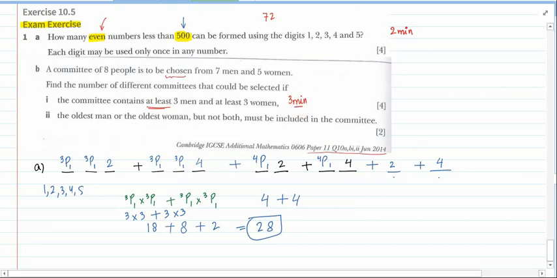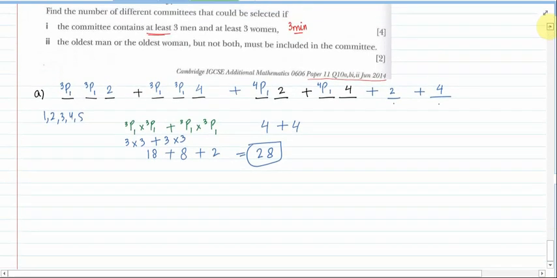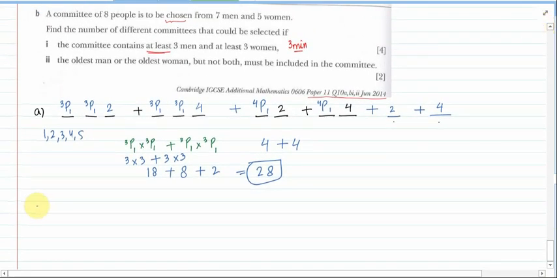Alright class, the best way to attempt such type of question is to make a table, right? So for part B, how many men and women do we have? We have a total of 8 people to select, and out of them there are 7 men and 5 women. So I will make 2 columns here, men and women. It says we need to select at least 3 men and 3 women. So let's start with this one.